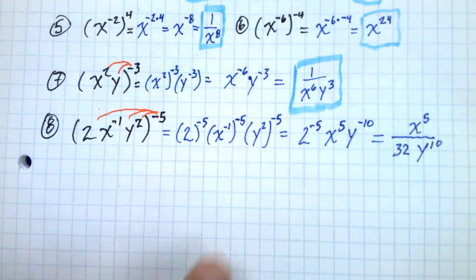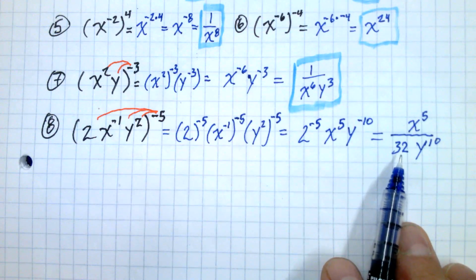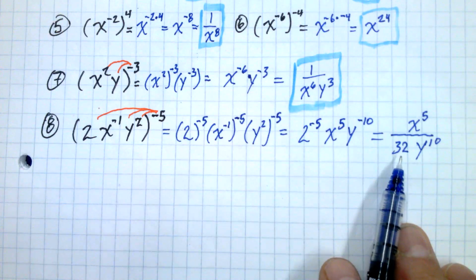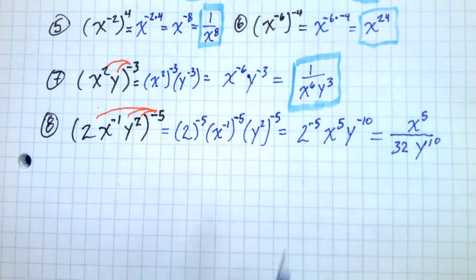Okay. Any questions? Especially how 2 to the negative 5 became 1 over 32, or 32 in the denominator. It had to go down to the bottom because of the negative. Okay? All right. I know that gets a little tricky.